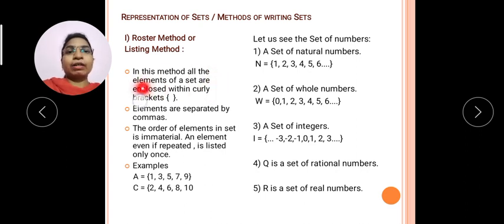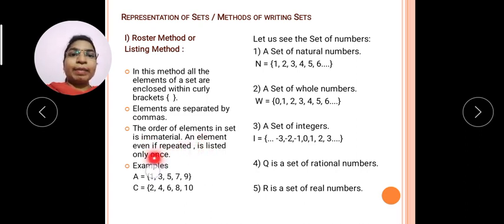Now listen. In this method, all elements are enclosed within curly braces. We have to write the elements enclosed within curly brackets, separated by commas. Now the order of the elements is immaterial. Immaterial means you can change the order. Instead of 1, 2, 3, 4, you can write 4, 3, 1, 2 also. It is not compulsory to write in sequence, but you have to write every element.